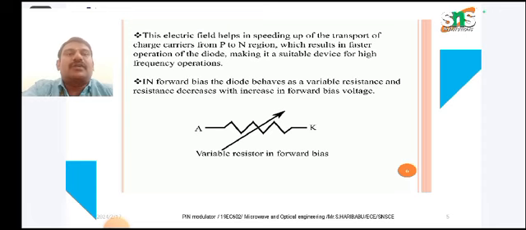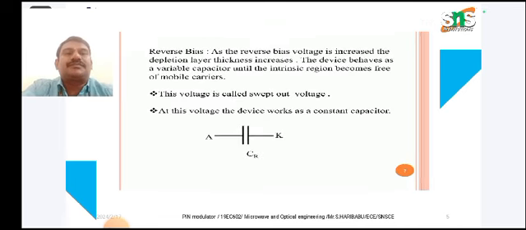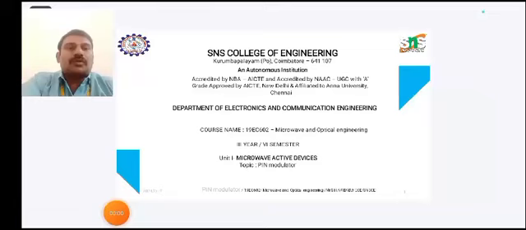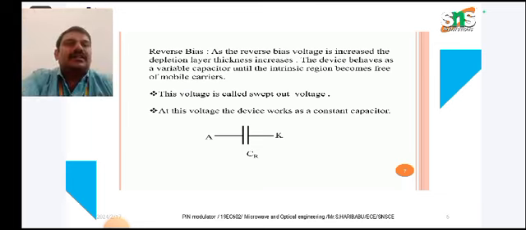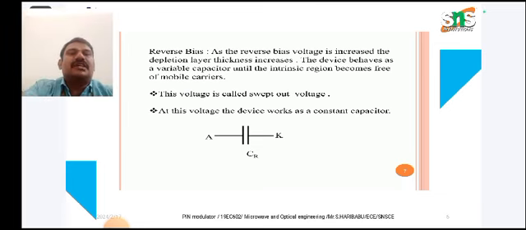In forward bias, the diode behaves as a variable resistance, and resistance decreases with increase in forward bias voltage. It is represented in the diagrammatic representation. Whereas in reverse bias, it acts as a capacitor. As voltage is increased, depletion area thickness increases. The device behaves as a variable capacitor until the intrinsic region becomes free of mobile carriers. This voltage is called the swept out voltage. At this voltage, the device works as a constant capacitor.